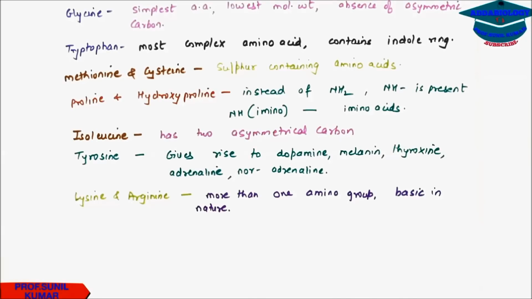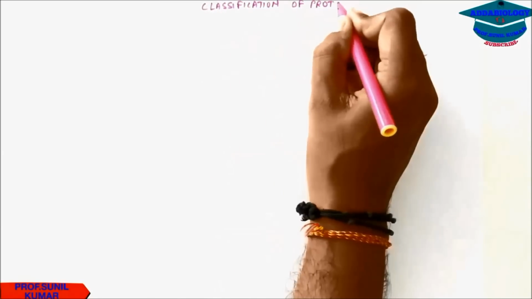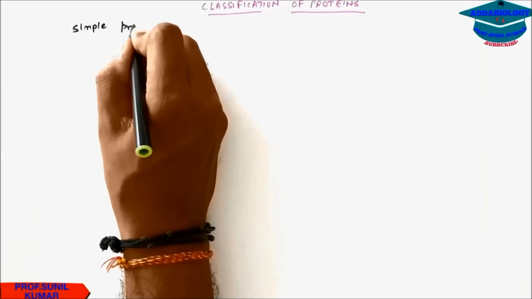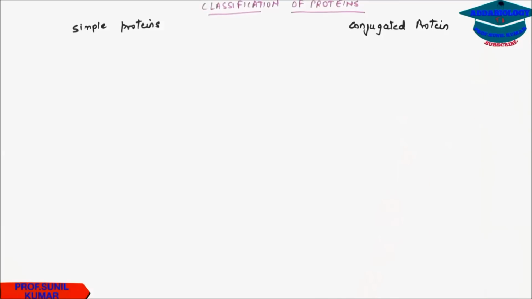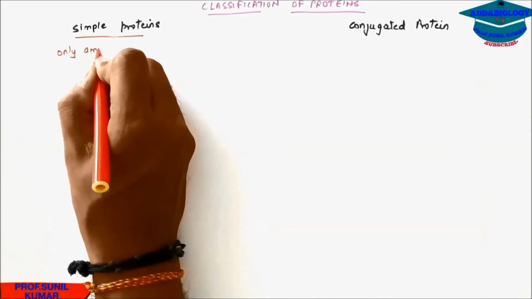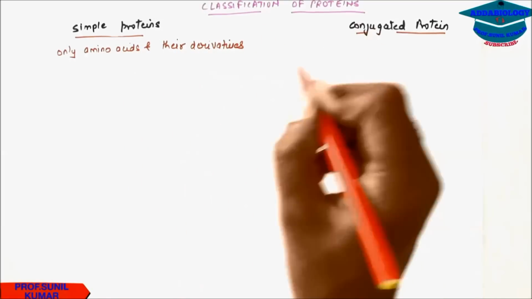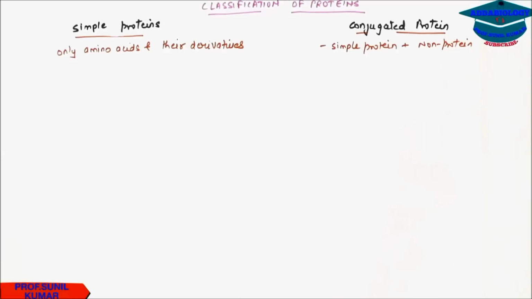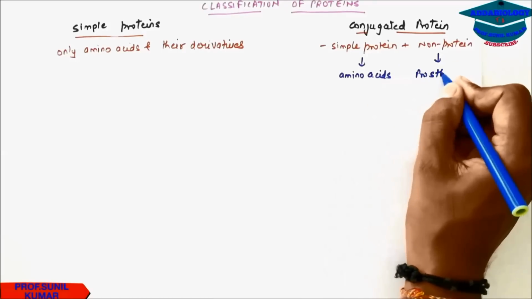When we talk about classification of proteins, we need to understand there are two major types of proteins: simple proteins and conjugated proteins. Simple protein has only amino acids and their derivatives. Conjugated proteins are going to have simple protein plus a non-protein part. So simple protein will be basically amino acids, and the non-protein part will be the prosthetic group.